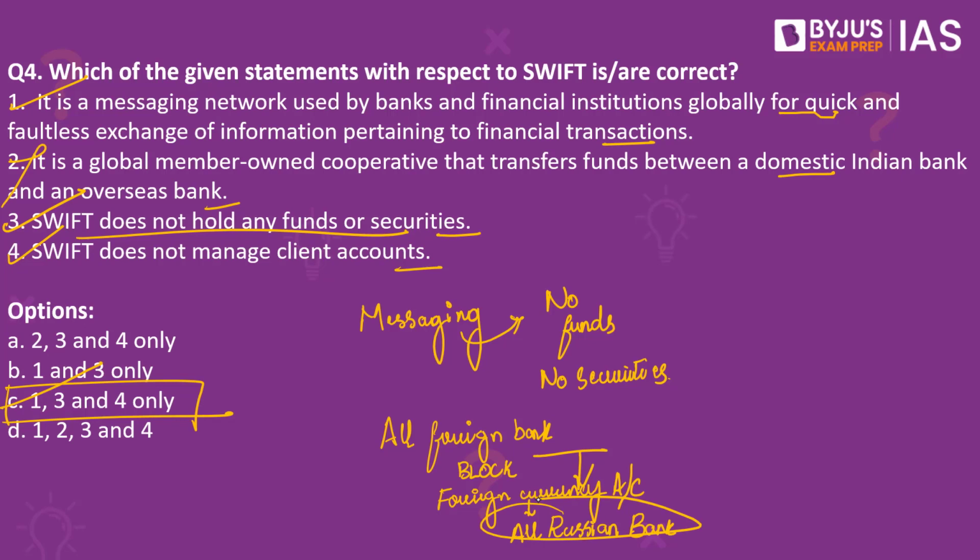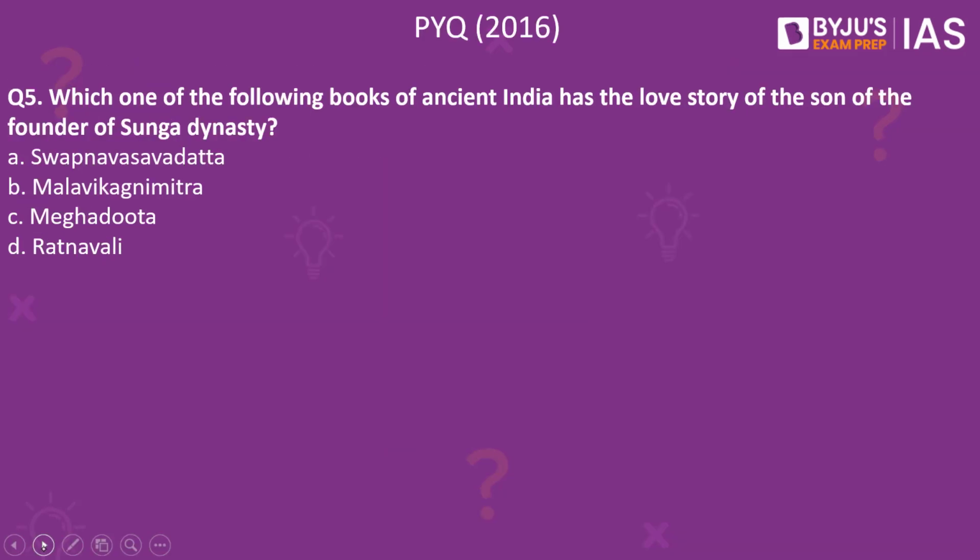Now let us take up a previous year question from Prelims paper 2016. Which one of the following books of ancient India has the love story of the son of the founder of Shunga dynasty? Option A, Swapnavasavadatta. Option B, Malavikagnimitra. Option C, Meghaduta. Option D, Ratnavali. The right answer is option B. See, Malavikagnimitra is the Sanskrit play that was written by Kalidasa, and this play describes the love story of Agnimitra, who was the Shunga emperor at Vidisha.